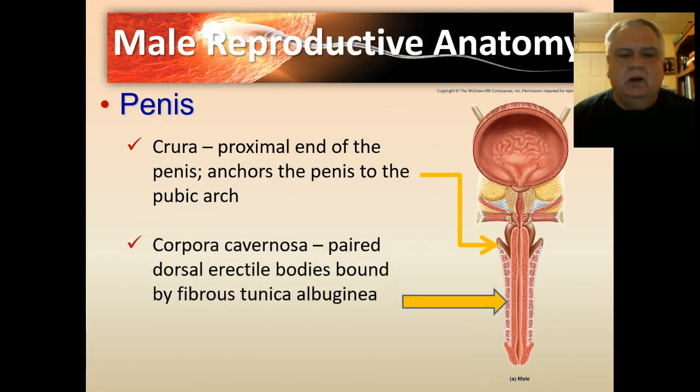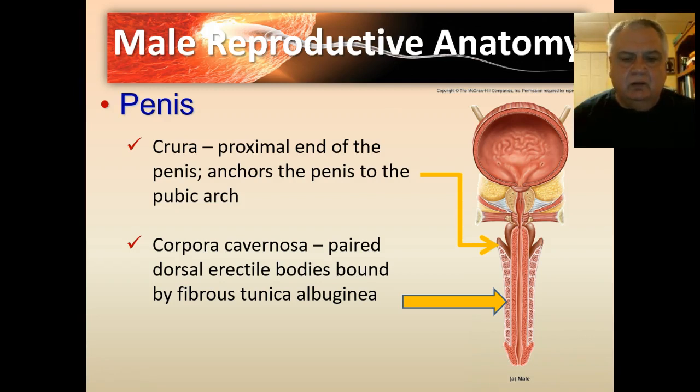Next up, we have the corpora cavernosa as another internal structure. The corpora cavernosa is made up of paired dorsal erectile bodies that are bound to the fibrous tunica albuginea. So here we can see the paired corpora cavernosa on this side and on this side. We can see the vascular spaces there, and it's bound by the tunica albuginea on the outside. So when the blood vessels swell, this tunica albuginea does not distend, and that's what causes the penis to become erect and rigid.